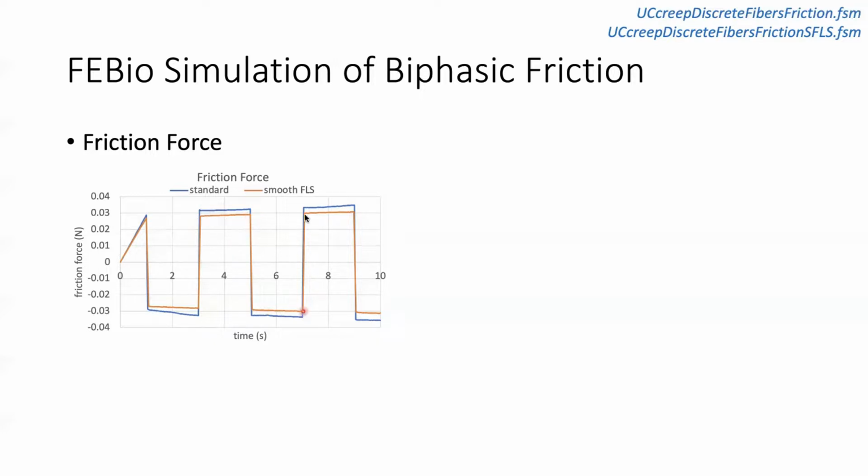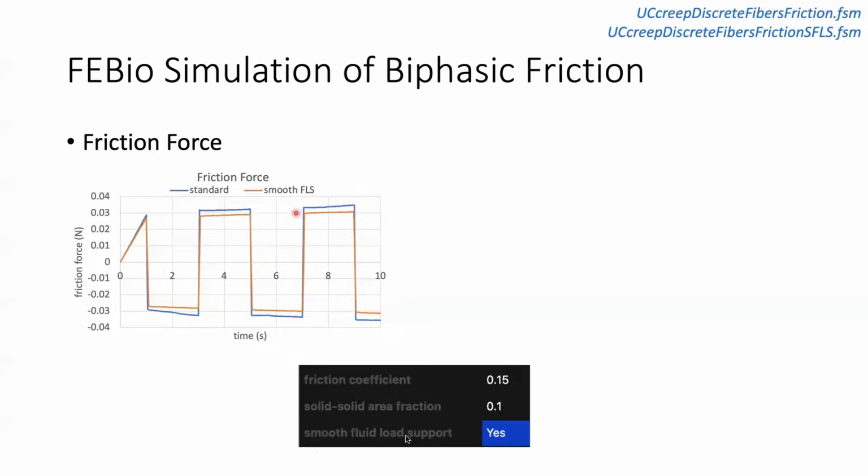Which one is more accurate? Honestly, my instinct would say that smoothing the fluid load support is fine, as long as you have a boundary layer near the articular surface, the contact interface, so you have a very thin element. So the fluid pressure in the element is much closer to the fluid pressure at the contact interface. If you have a coarse mesh, then you should not really use smooth fluid load support. Anyway, this is the result for smoothing the fluid load support, in which case you would just pick this option.